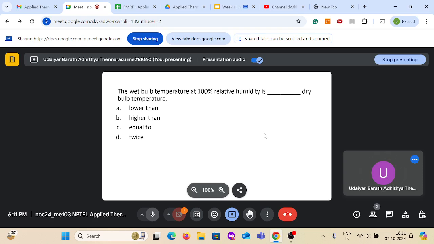The first one: the wet bulb temperature at 100% relative humidity is dash dry bulb temperature. A, lower than; B, higher than; C, equal to; D, twice. So the answer is equal to.